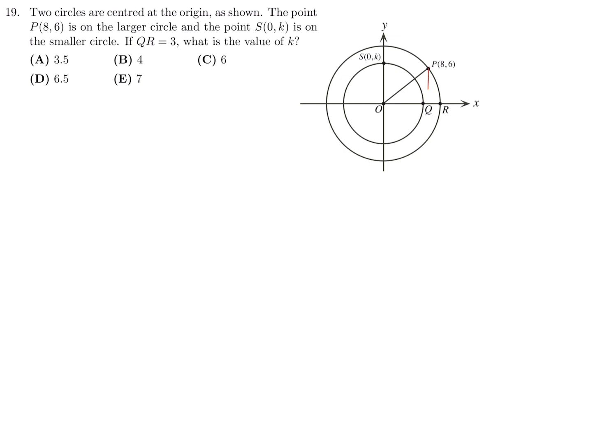Well, the first thing we can do is concentrate on this P. I'm going to drop a perpendicular like that. And 8 represents the distance from there to there, and 6 represents the distance from there to there. So this is 8, and this is 6 right there. So I can easily figure out this distance using Pythagoras. And that will be basically the big radius, so big R.